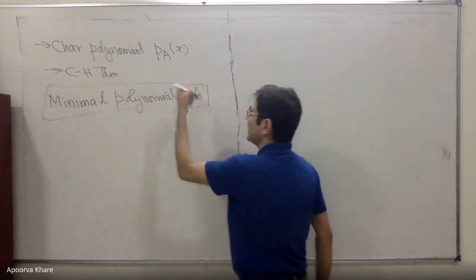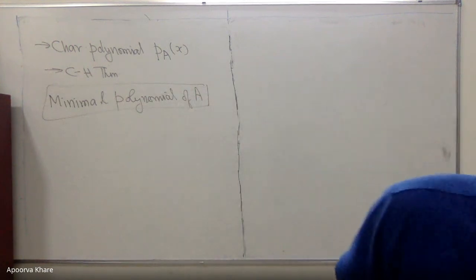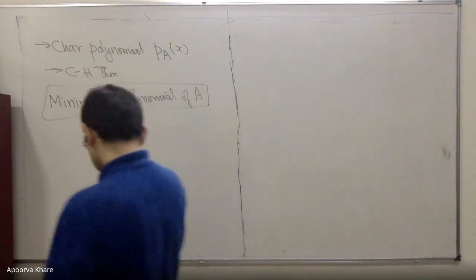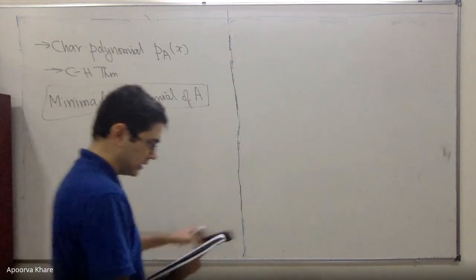Of either a matrix A or of a transformation T. So either way, I think I'll start with the minimal polynomial of a matrix A. Okay, so there's basically nothing much to say.